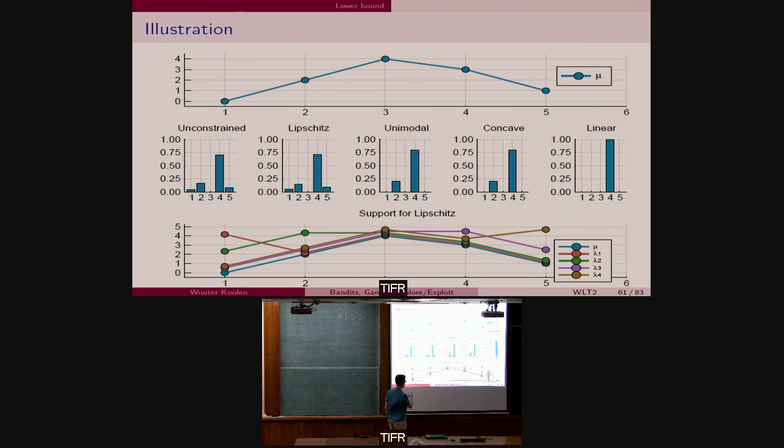But for example, if you do it Lipschitz, then you see that for Lipschitz it's apparently cheaper to move this one up to become the winner. But then the Lipschitz constraint forces you to also move this one up. Otherwise, this would be too steep. So depending on your structure, you now get a search process for finding these alternatives.